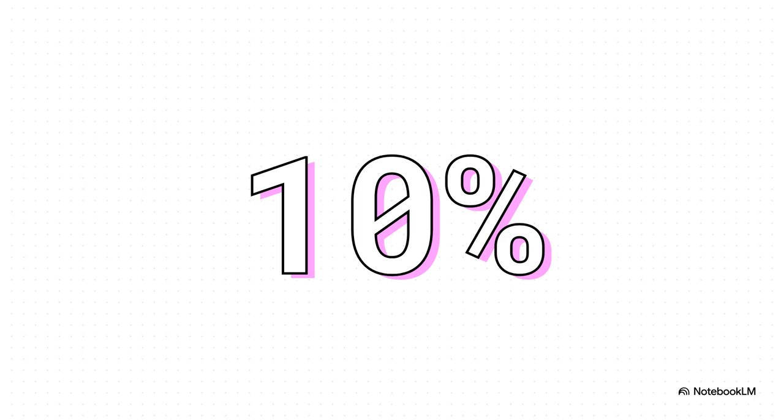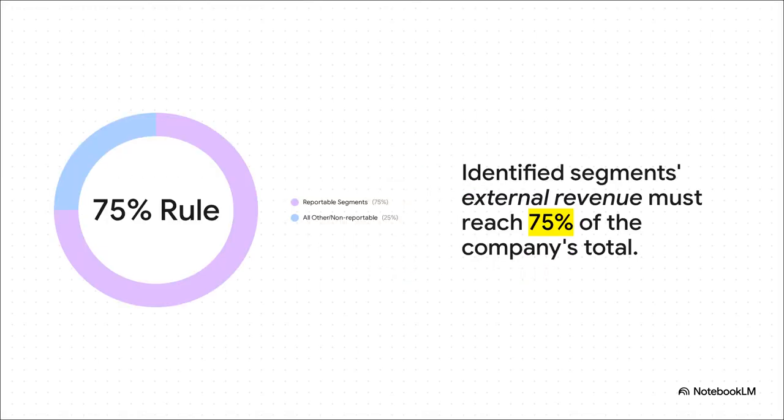And finally, we have the assets test. If a segment's assets make up 10% or more of the total assets of all segments, it's in. And here's the crucial part. A segment only has to pass one of these 3 tests, revenue, profit/loss, or assets, to be considered. Just one. But wait, there's one final check, kind of like a safety net.